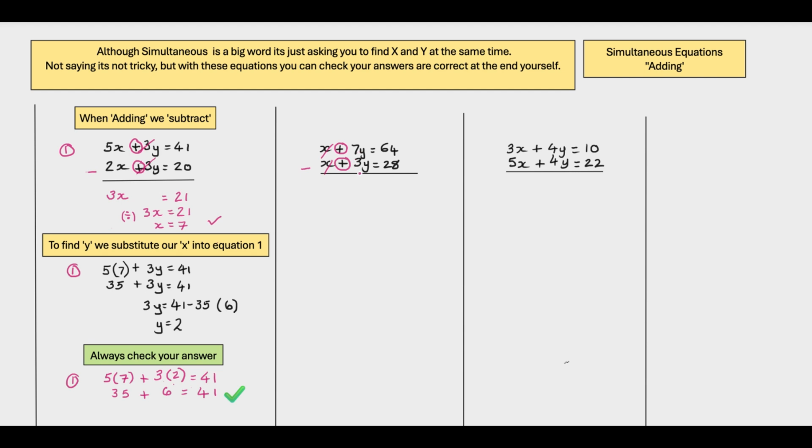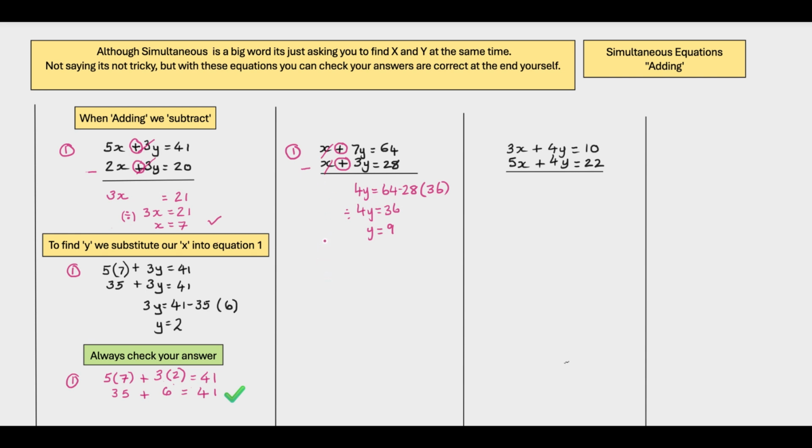So we're going to do 7 minus 3, which is 4y, equals 64 subtract 28, which is 36. So 4y equals 36. Now we're going to divide this 4 into 36. So the answer is 9. Our y is 9. Okay? So now let's do the second bit. Sorry, we'll put that as 1.